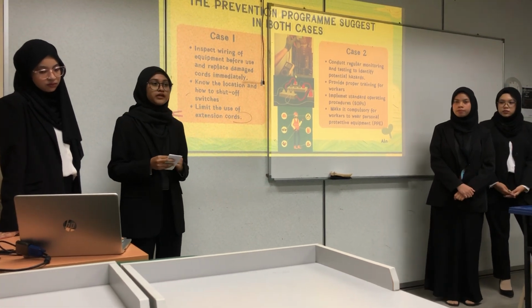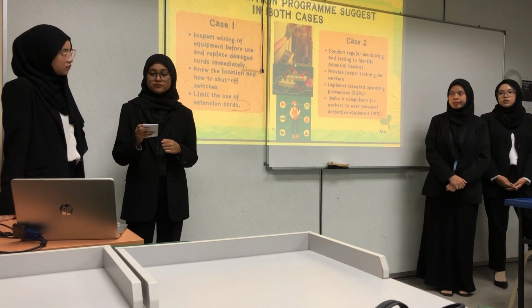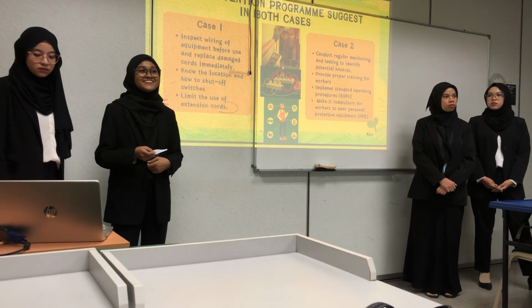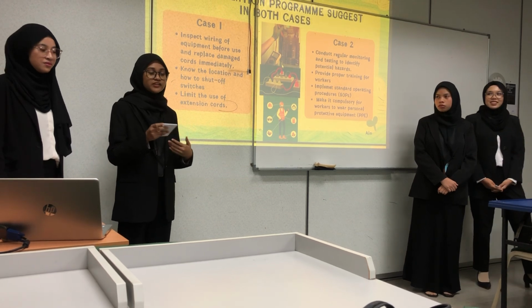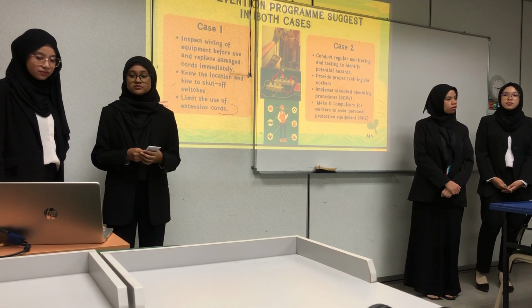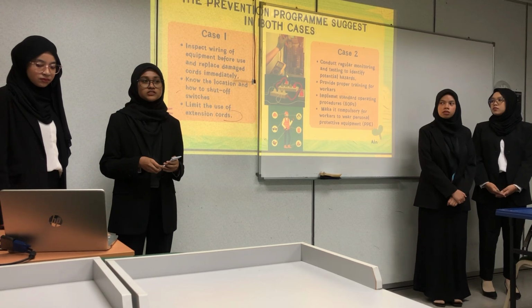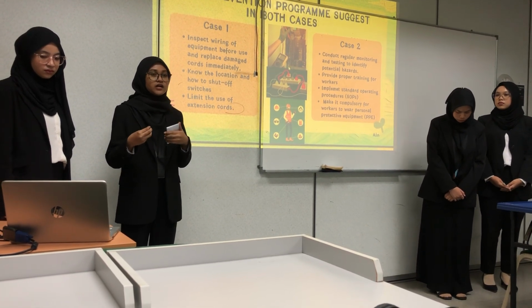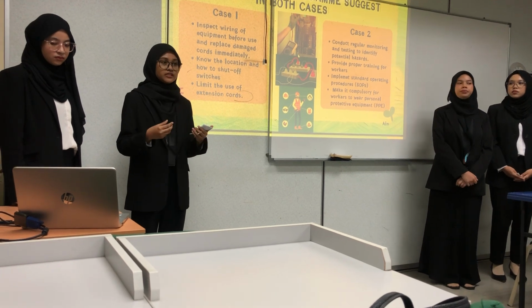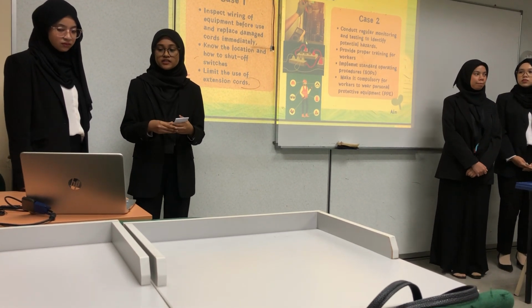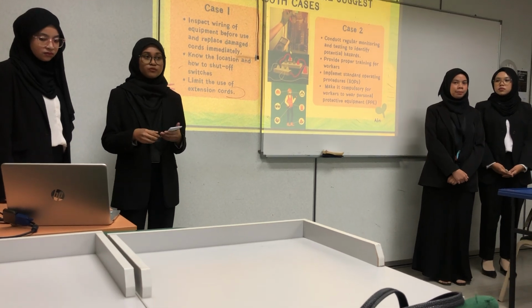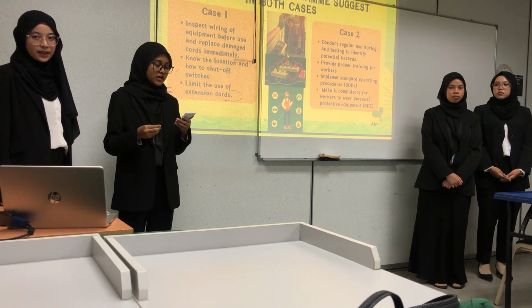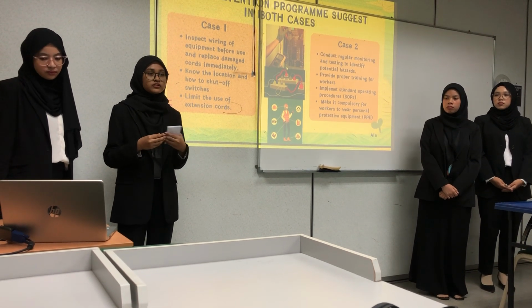And for the prevention program for case 2, first, conduct regular monitoring and testing to identify potential hazards by doing risk assessment. Risk identification helps to identify new or changing risks. Second, provide proper training for workers to improve their skill and knowledge on how to handle hazardous chemicals and machinery safety. Third, implement standard operating procedures (SOP), such as conducting training sessions, hands-on practice, and providing regular updates.